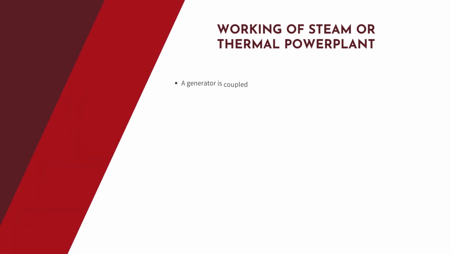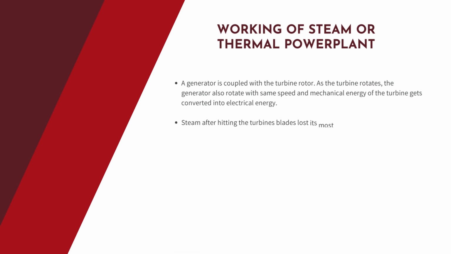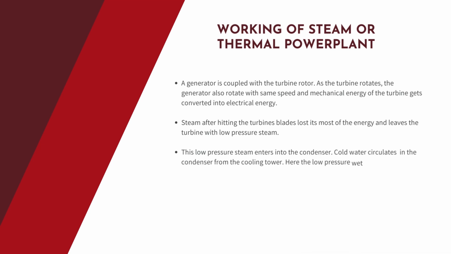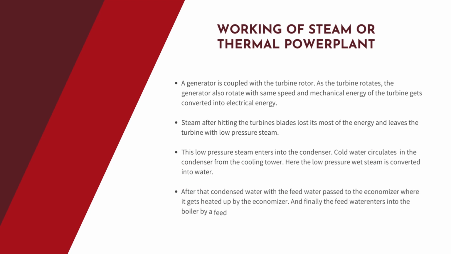A generator is coupled with the turbine rotor. As the turbine rotates, the generator also rotates at the same speed, and the mechanical energy of the turbine gets converted into electrical energy. Steam, after striking the turbine blades, loses most of its energy and leaves the turbine as low pressure steam. This low pressure steam enters the condenser. Cold water circulates in the condenser from the cooling tower. Here, low pressure wet steam is converted into water.